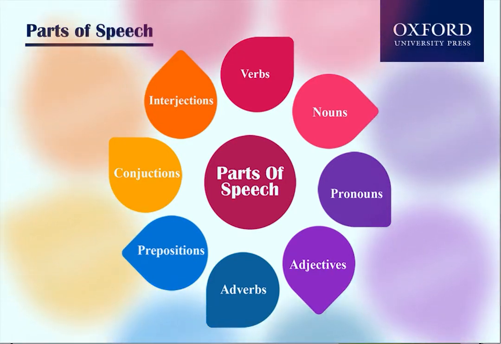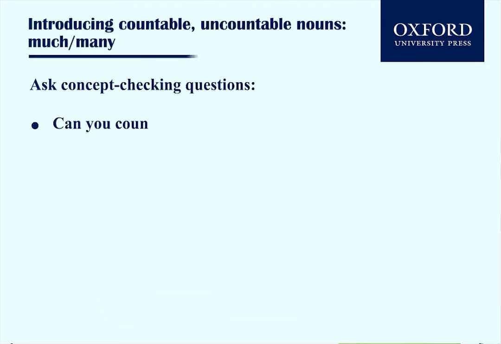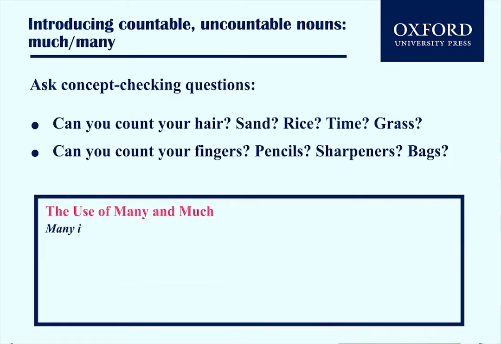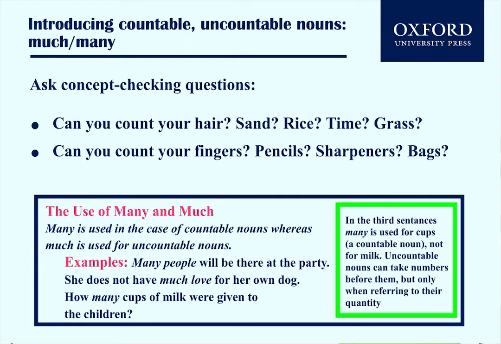Next, we move on to introducing countable and uncountable nouns through the words much and many. We could begin with concept checking questions. For example, can you count your hair? Can you count sand or ice? Can you count time? Can you count grass? If you can't count your hair, you would use the word much for it. If you can count something such as your fingers, pencils, sharpeners, or bags, you would use the word many.